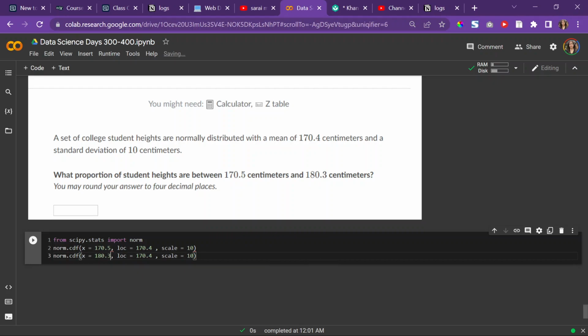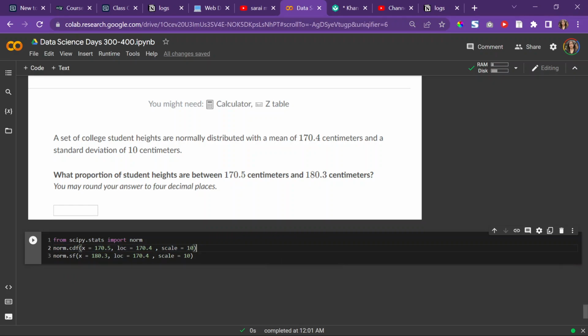And just change this to 180.3, and the only difference I'm going to do is for this one I'll do SF, right? SF is the equivalent of 1 minus CDF, so it's going to give me the area or the proportion above 180.3 centimeters, so that's to the right of it, and then CDF just calculates the area below 170.5, the point of interest, which is x, right? So this is only in Python, by the way.